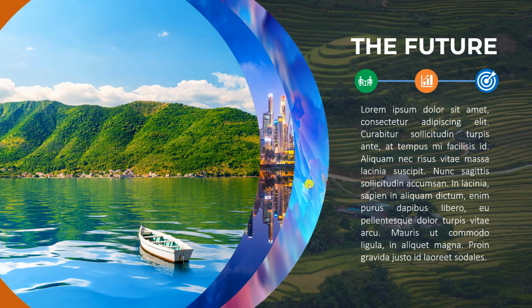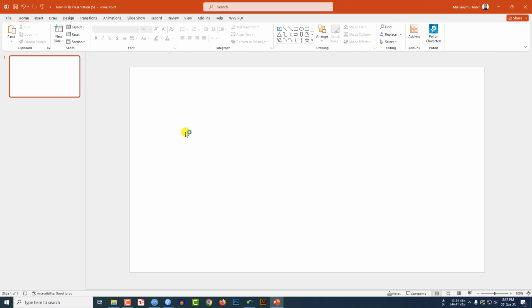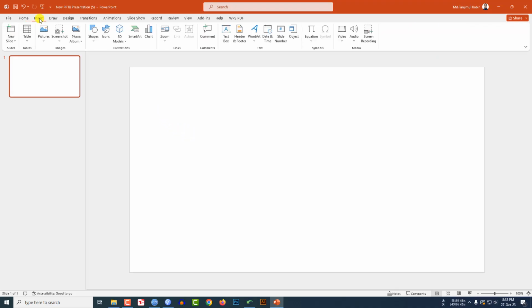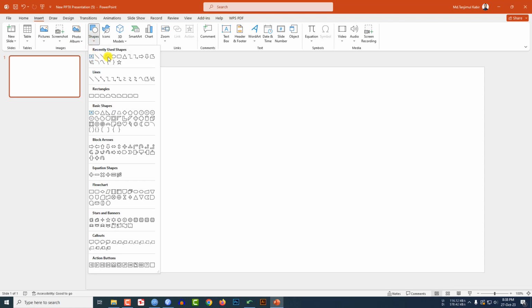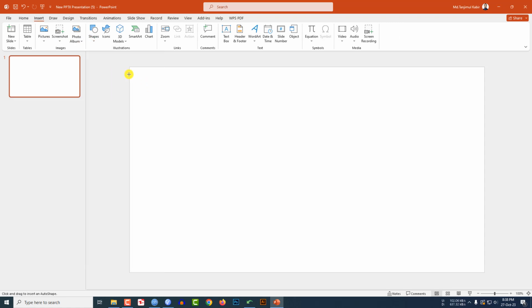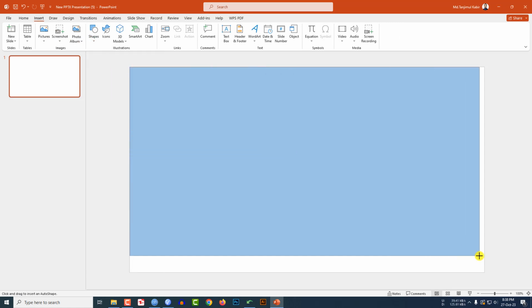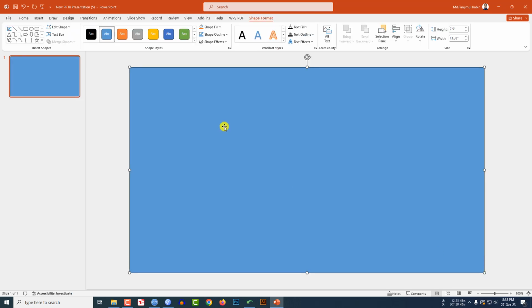Let me show you how I made this beautiful slide in Microsoft PowerPoint. Let's get started. Here I have already taken a blank slide. Go to Insert, go to Shape. I have to pick a rectangle shape and drag it over here and make sure it covers the whole slide.